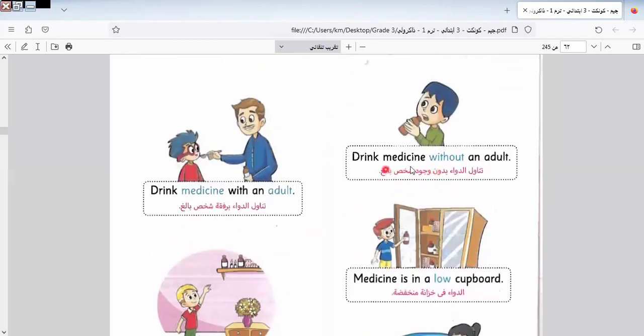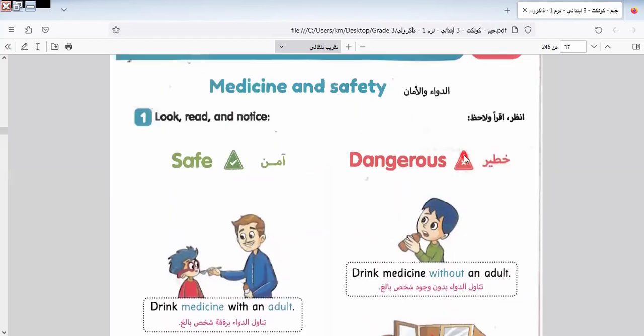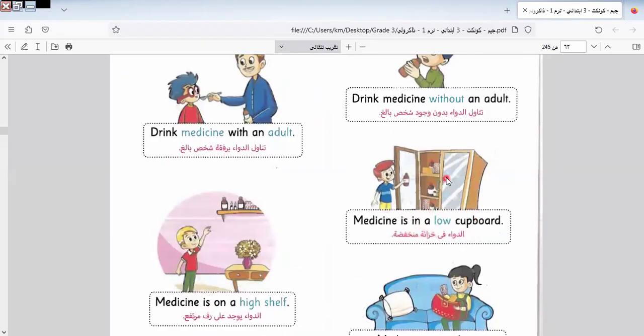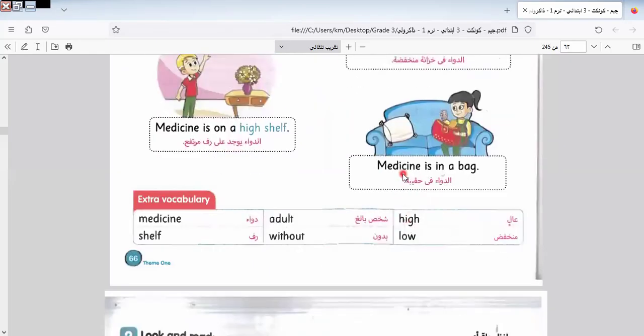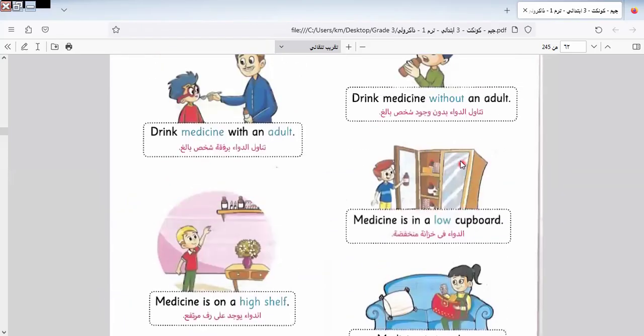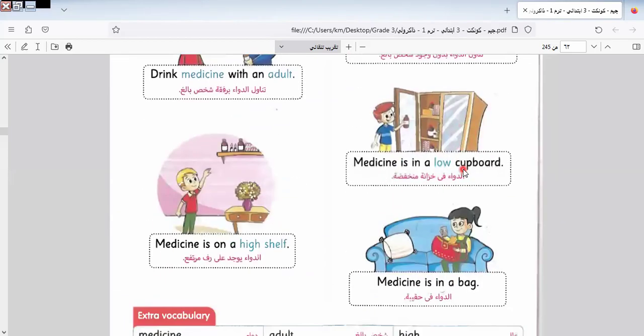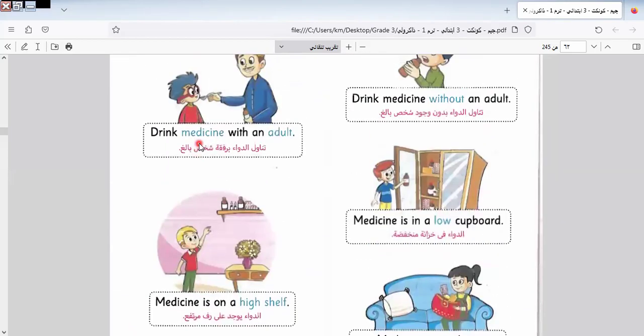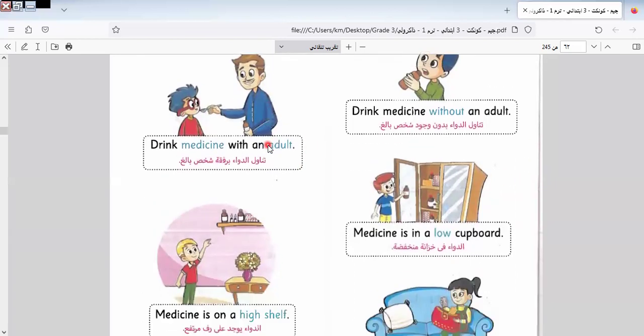Here we have drink medicine without an adult is dangerous. Medicine in a low shelf, in a cupboard, is dangerous. Medicine in a bag is dangerous. Okay, these are the dangerous rules, the dangerous steps of taking medicine. Here is safe and here is dangerous. I will repeat it again.